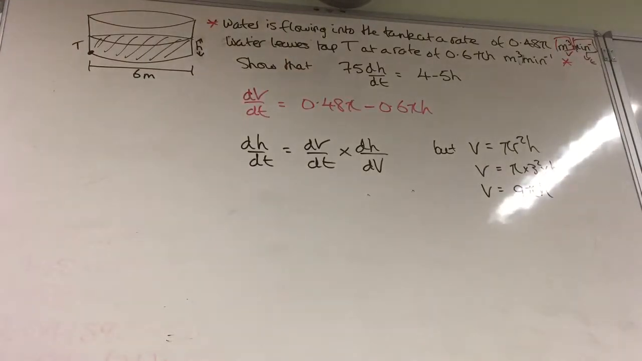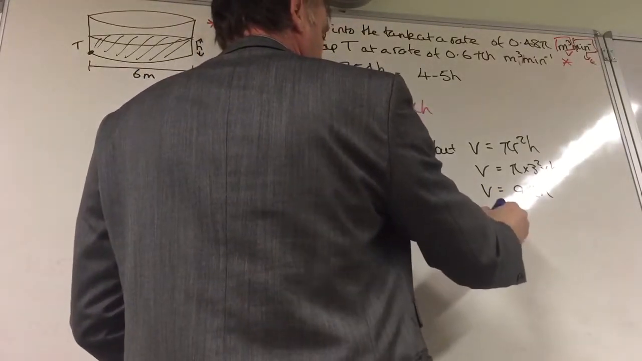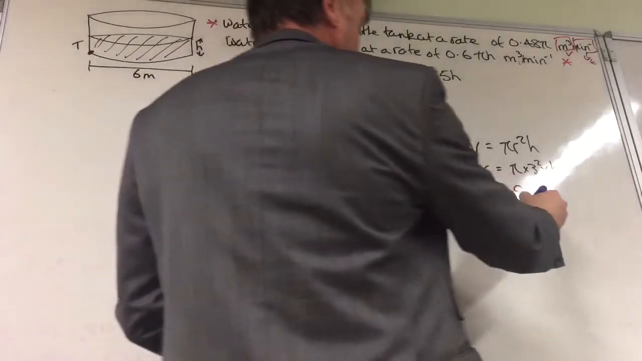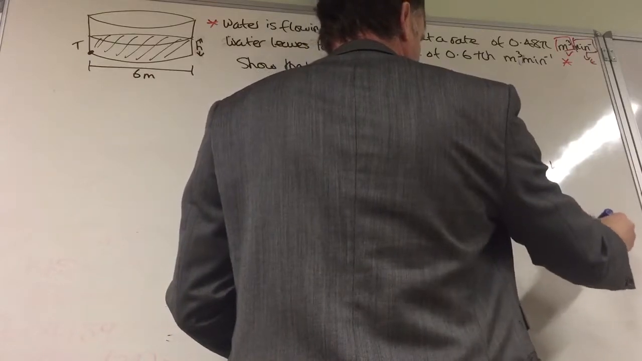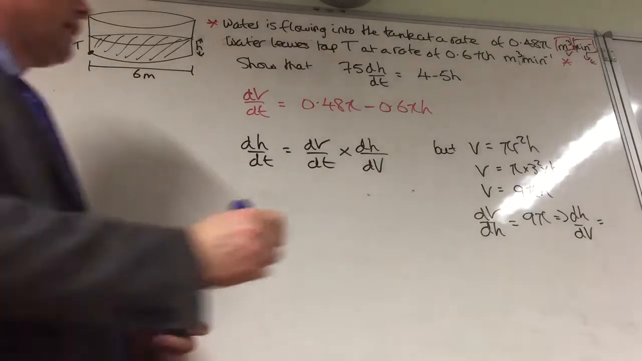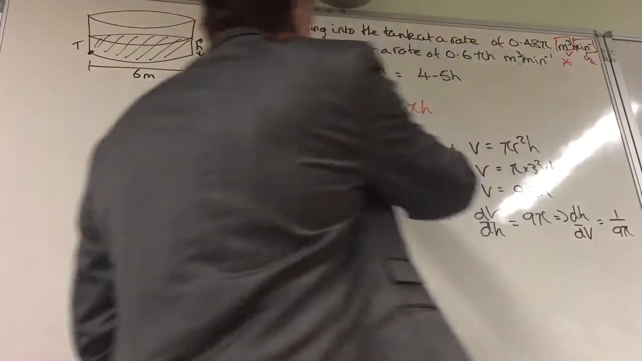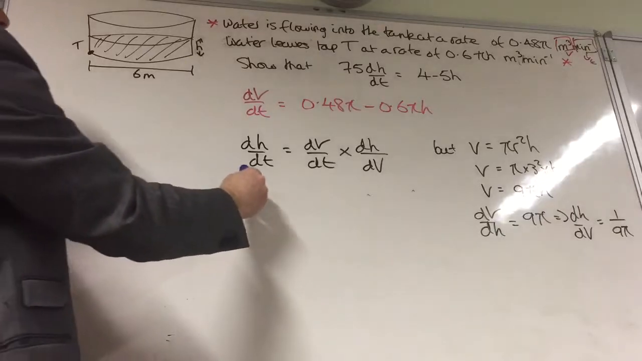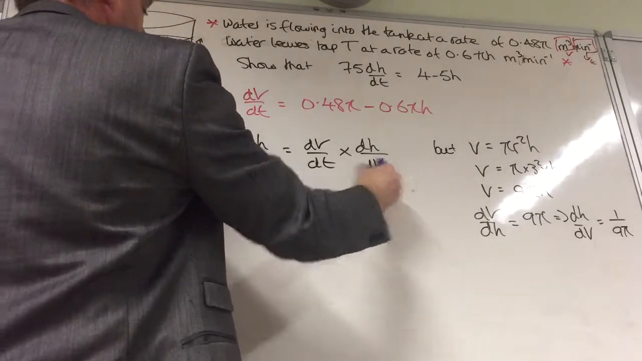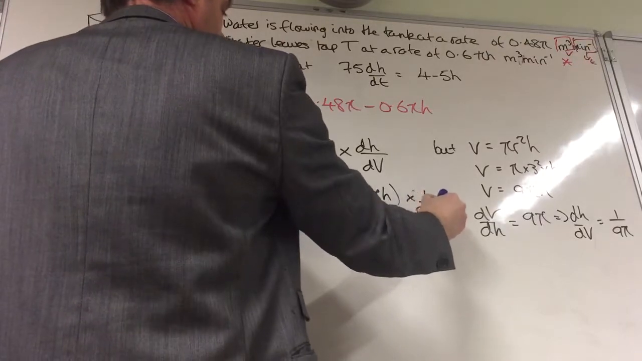Alright, so that's looking good. Something we can differentiate. I'm going to get dv by dh, which is fine, because we just flip it upside down afterwards. So what is dv by dh? So v is 9 pi h, so dv by dh is? 9 pi. Just 9 pi. Perfect. So dh by dv is equal to? dh by dv is 1 over 9 pi. And that should be enough to give us what we're aiming for. So swapping everything in, we've got dh by dt is equal to 0.48 pi minus 0.6 pi h. Put that in a bracket because it's all multiplied by 1 over 9 pi.